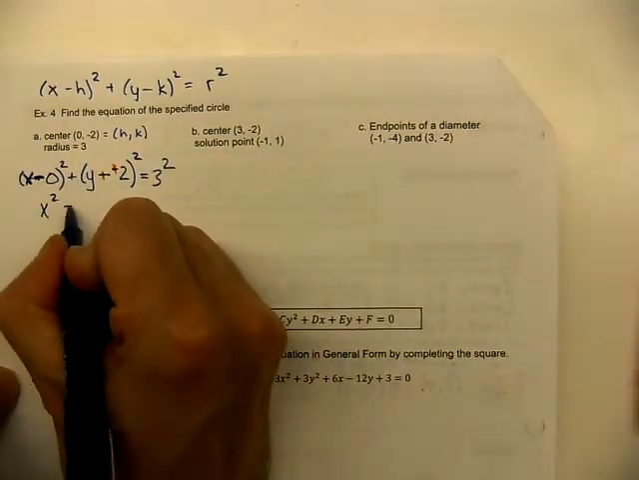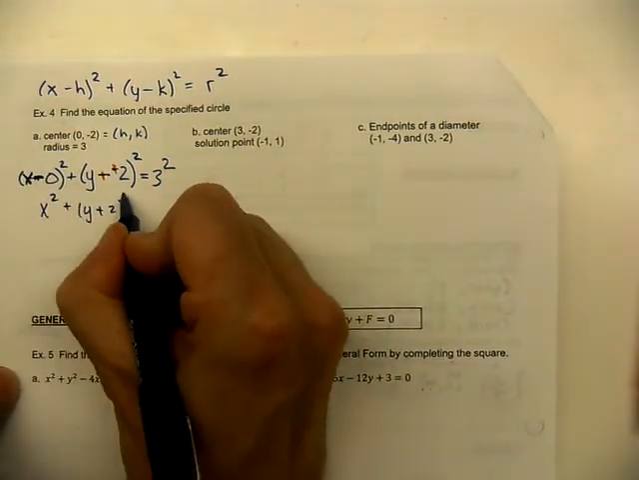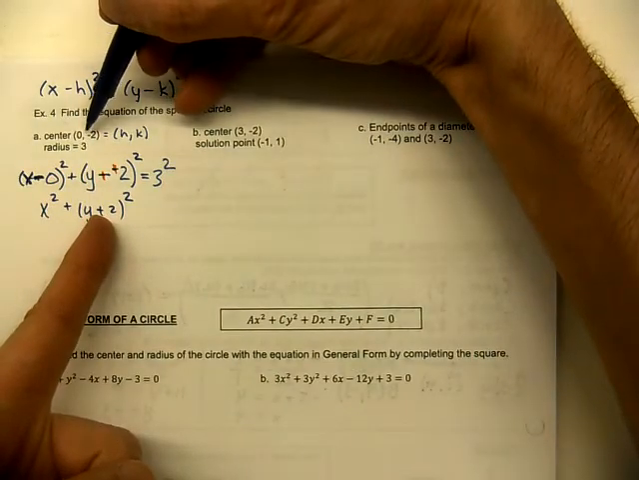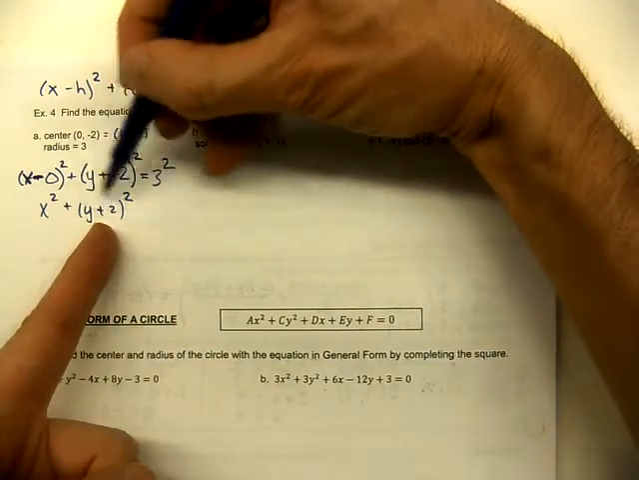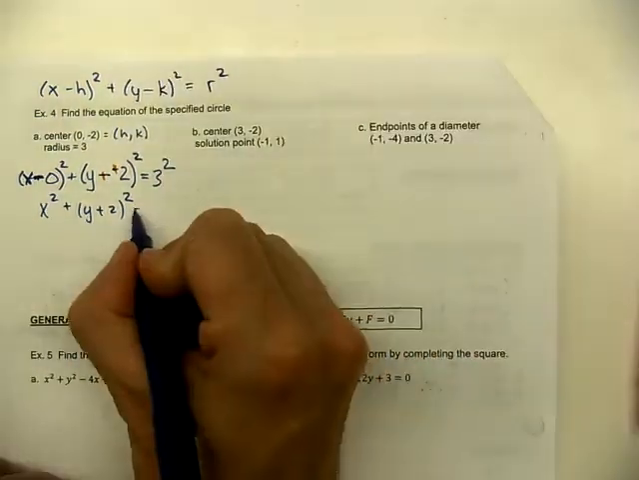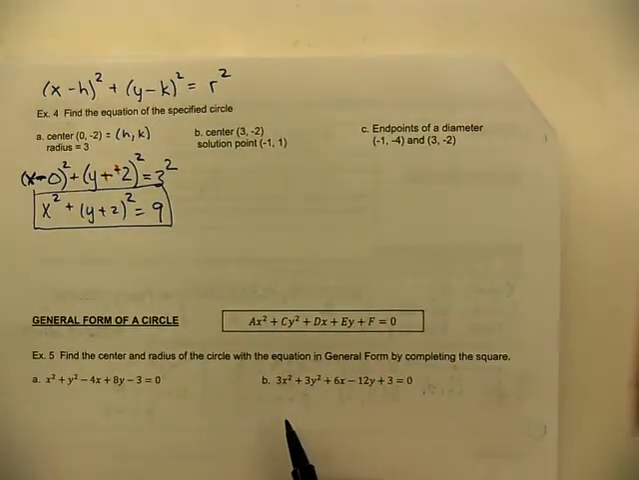And so when we clean it up, we have an X squared. We have a Y plus 2. And that's why it looks like the signs change, right? So when the K is a negative 2, and you plug it back in the grouping symbol, you can do that mental trick to just change the sign so it looks like a Y plus 2. And then that equals 9. So don't leave it as a 3 squared. Turn it into a 9.